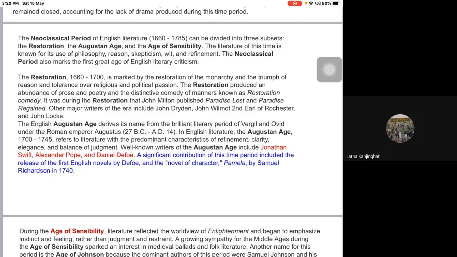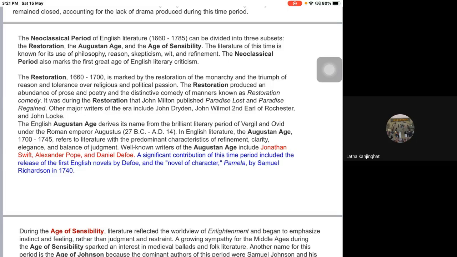In English literature, the Augustan Age, which began from 1700 and went on till 1745, refers to literature with the predominant characteristics of refinement, clarity, elegance, and balance of judgment. Well-known writers of the Augustan Age included Jonathan Swift, Alexander Pope, Daniel Defoe.